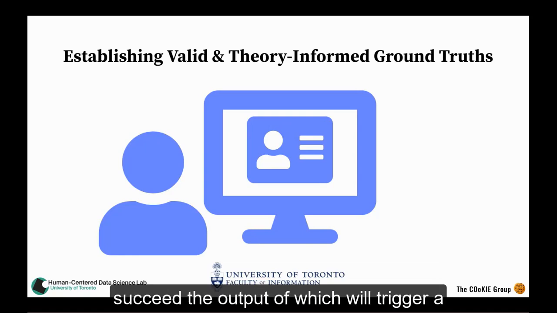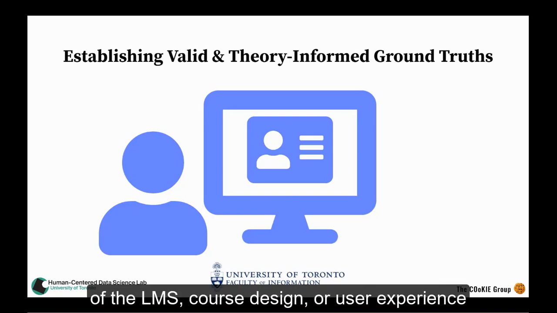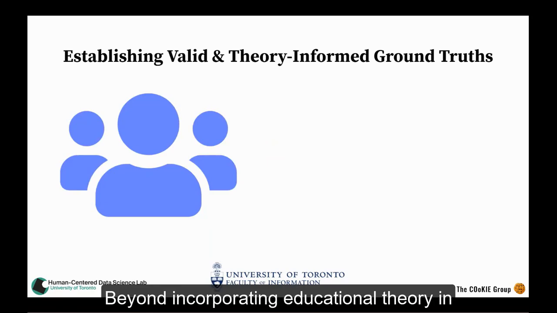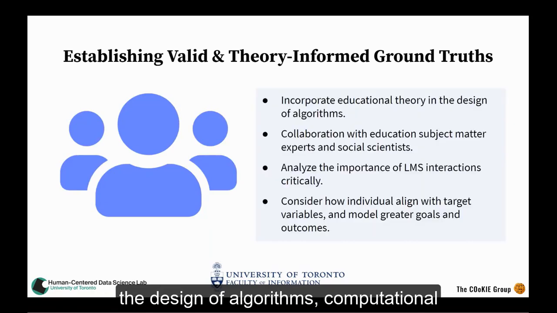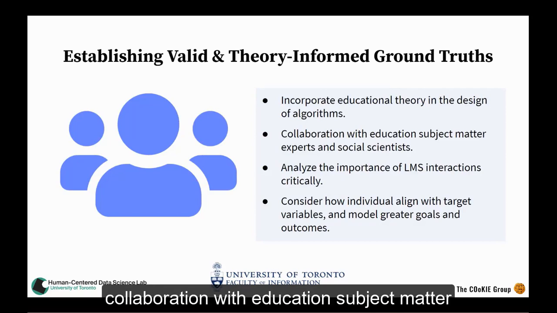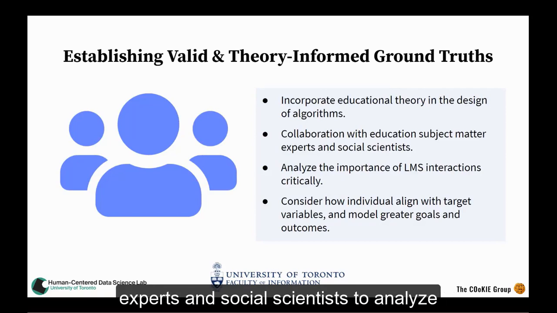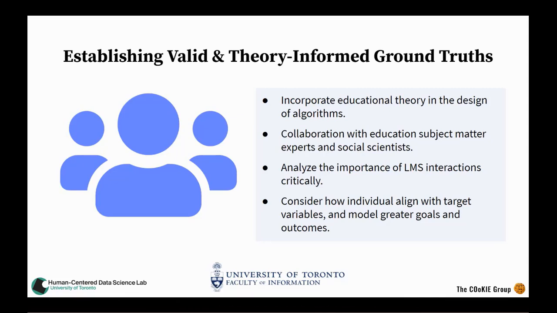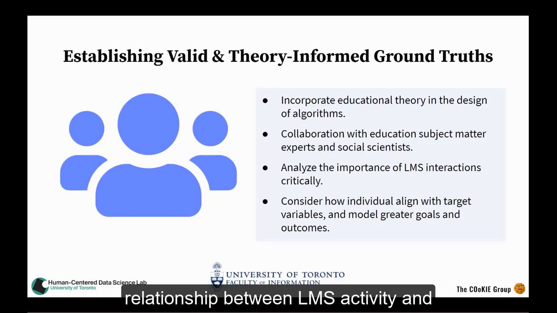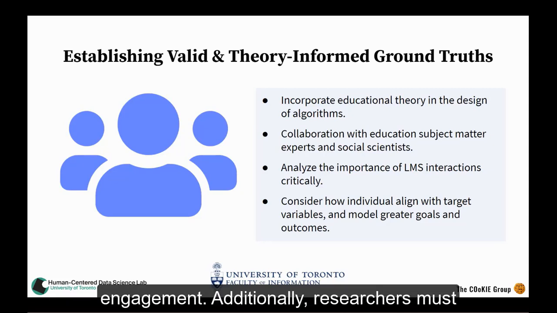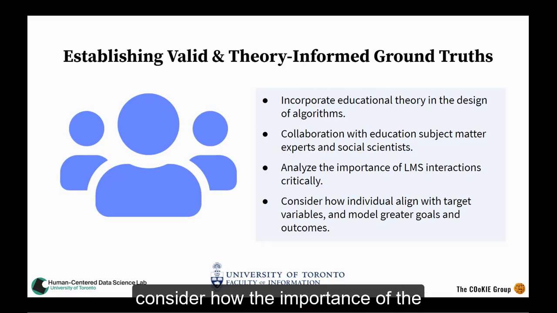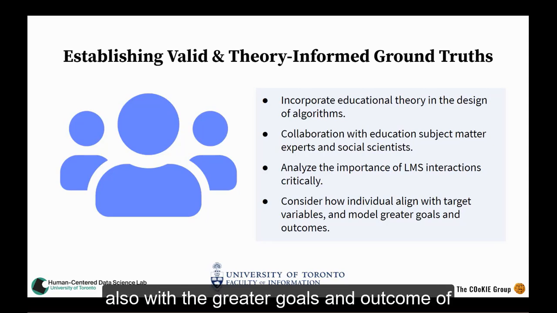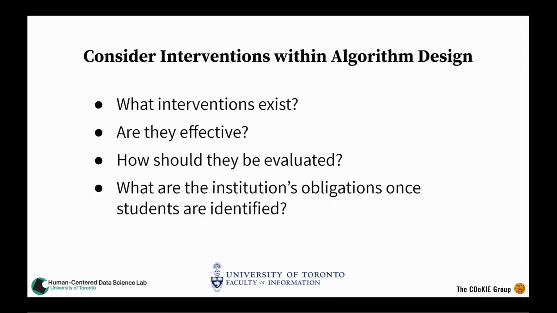The ground truth of these models is that students with less LMS activity are less likely to succeed, the output of which will trigger a student-level intervention and not a review of the LMS, course design, or user experience. Beyond incorporating educational theory in the design of algorithms, computational scientists should allow for more collaboration with education subject matter experts and social scientists to analyze the importance of these LMS interactions critically. More research is needed to understand the relationship between LMS activity and engagement. Additionally, researchers must consider how the importance of the individual features of their algorithms aligns not just with target variables, but also with the greater goals and outcome of the algorithm.